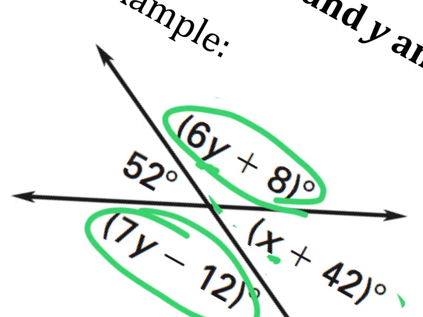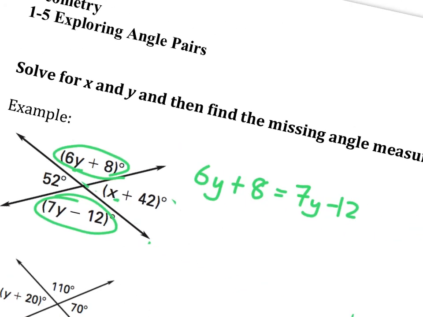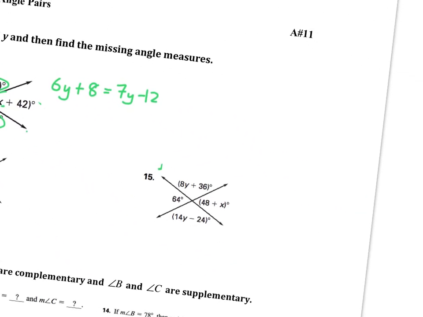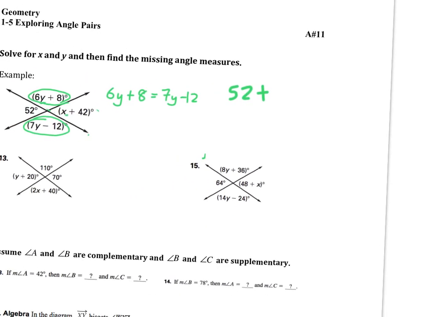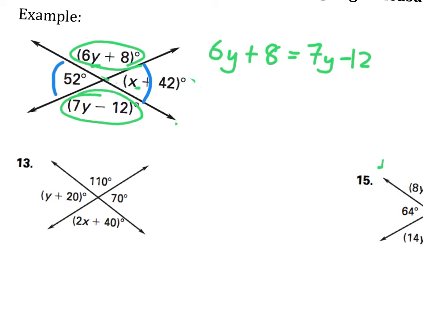So another way to look at it is if we rotate it like so. So 52 degrees plus 6y plus 8 would equal 180. So we could also do that. It would be slightly more work to do it that way. And using the idea that vertical angles are congruent, to find out x, I can say 52 is equal to x plus 42. Now, we do have to solve those, but one of the most difficult parts is setting it up. So I just want to make sure our setups are good right now. All right.